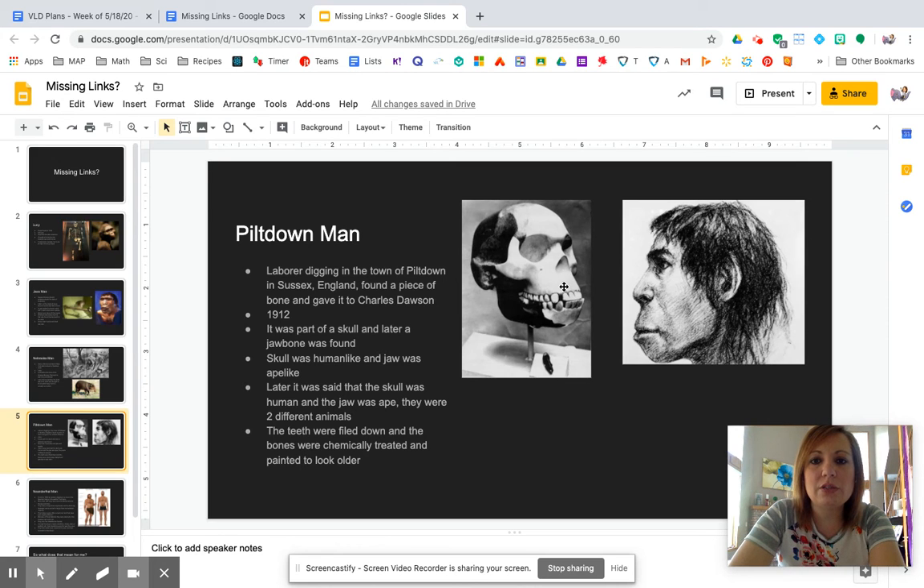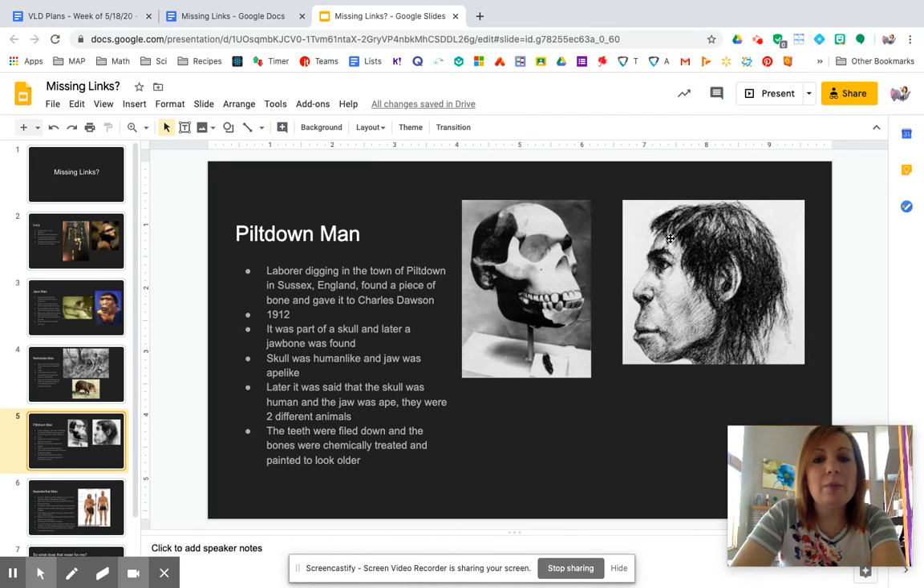So it's kind of impossible actually to know how big the eye sockets were or how protruding the mouth was from an incomplete skull. And later, actually, what they found was they had pieced two things together that didn't belong together. The skull was human and the jaw was ape. They were essentially two different animals. But from it, again, they made this picture of someone or thing that looks kind of between an ape and a human.